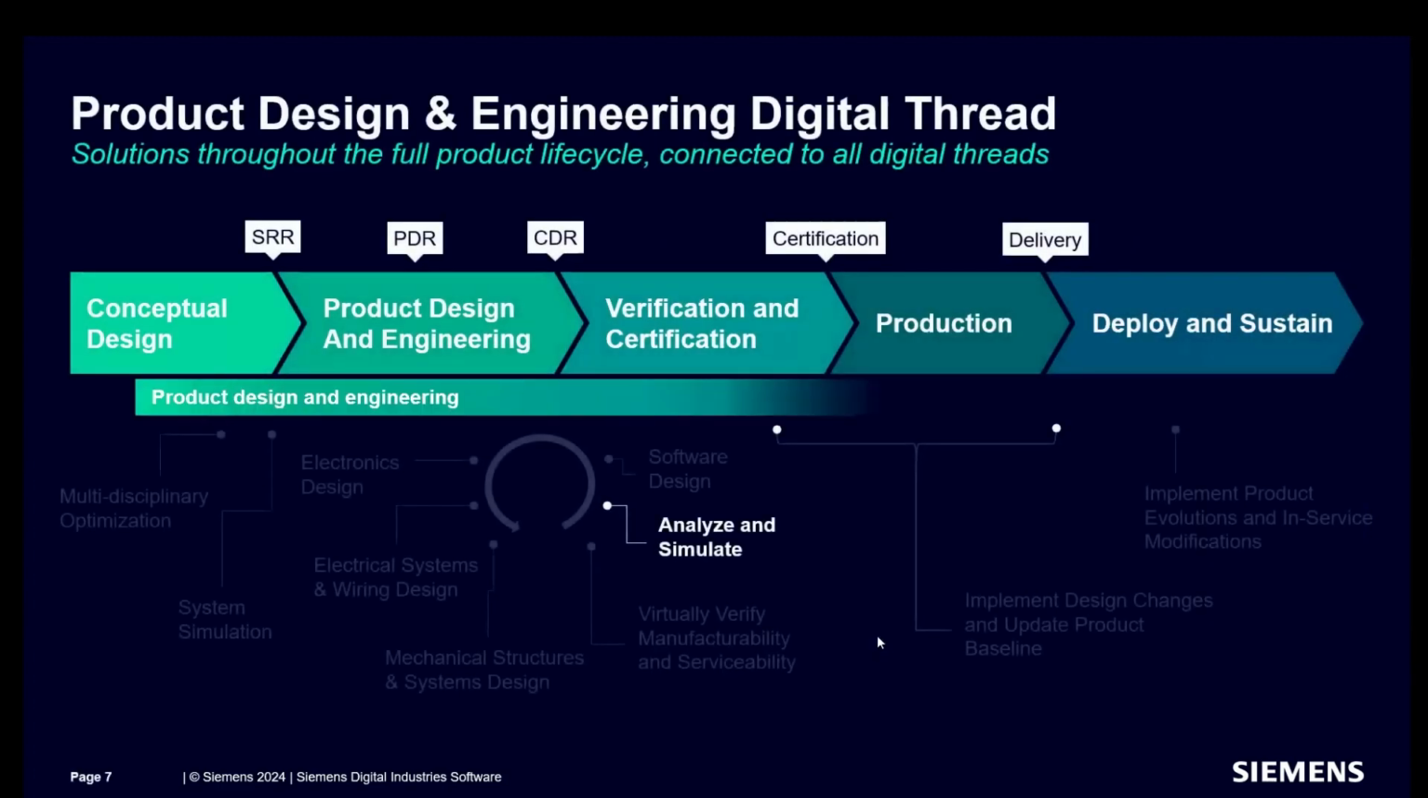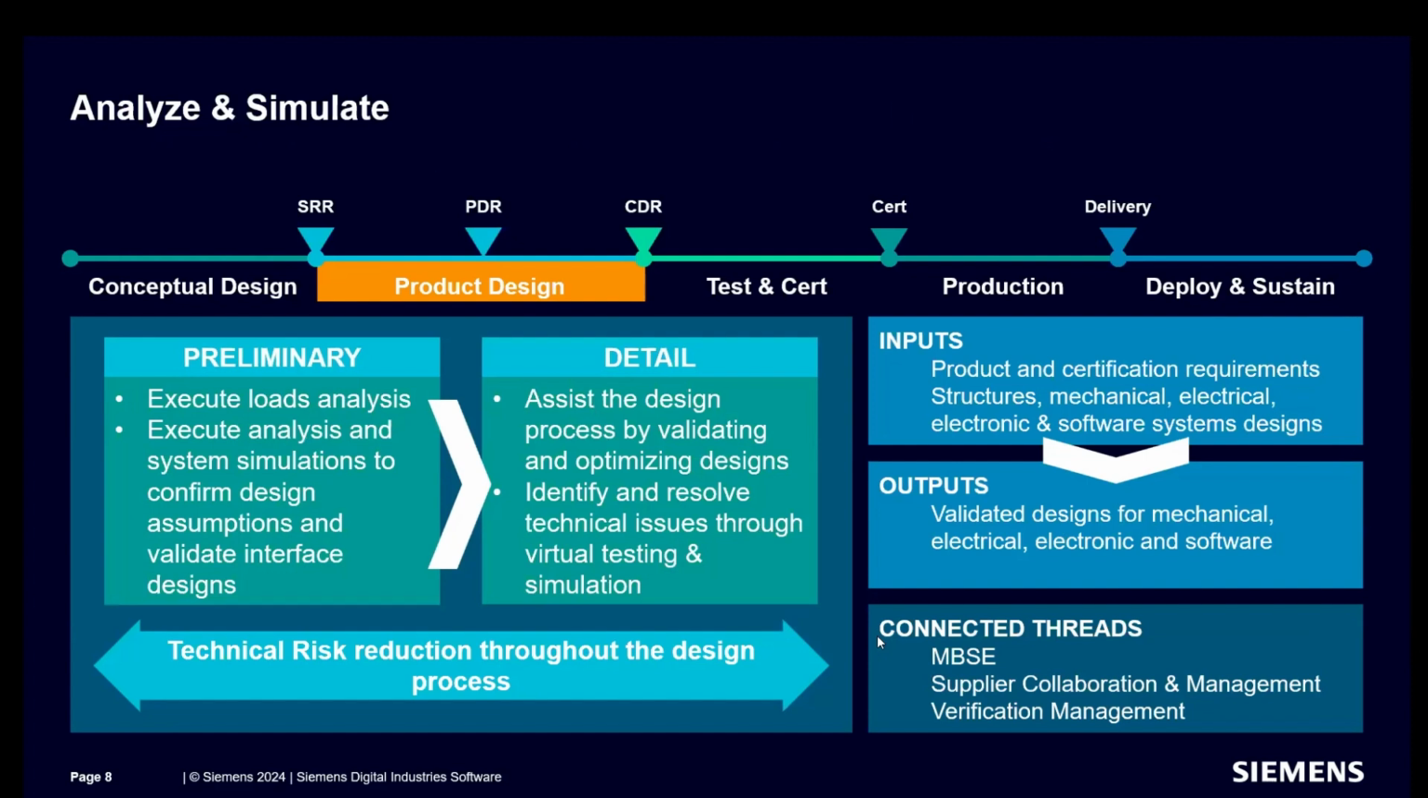And then if you look at the analyze and simulate, where that comes in, looks a little bit different, but it's still in the product design. We're looking at executing a loads analysis, executing analysis and system simulations to confirm the design assumptions that were made and to validate the interfaces, optimizing part designs, resolving any technical issues through virtual testing and simulation. And then a lot of companies will go from there into physical testing and correlate those models back. But you can see the inputs and the outputs there as we look at that portion of the digital thread as well.